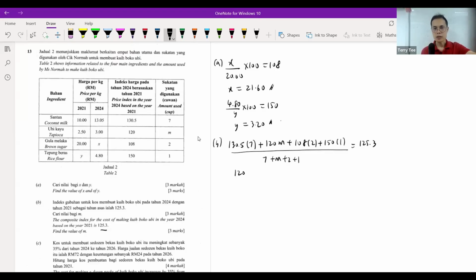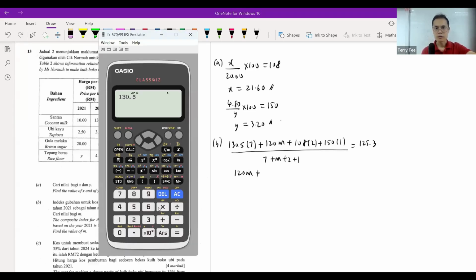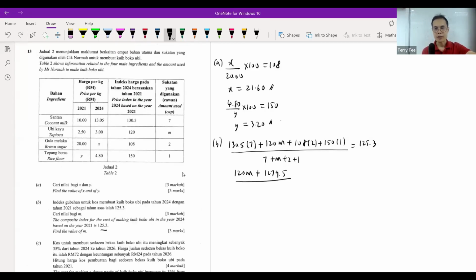Okay, so 120M plus, let's add this up: 130.5 times 7 plus 108 times 2 plus 150. So let's work it out. This will be 1279.5 divided by M plus 10 equals 125.3. So your 120M plus 1279.5 equals 125.3M plus 1253.